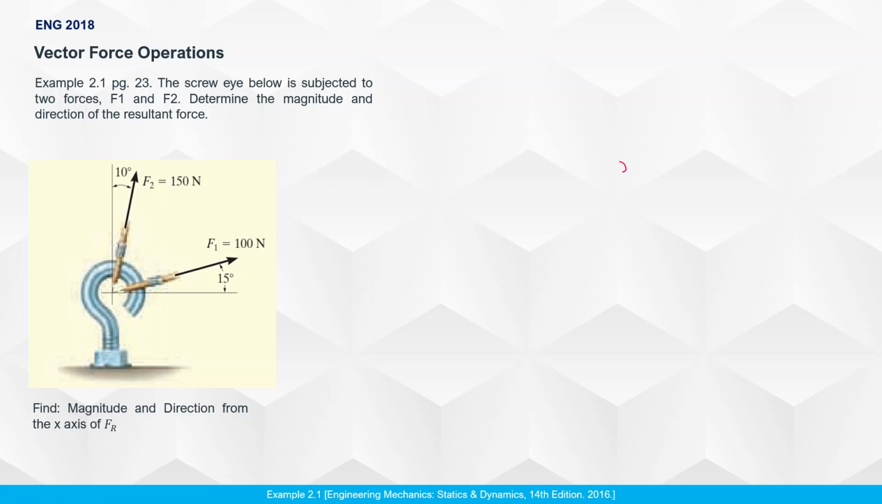Okay. So we can have a memory recall, let's try to give it a practice run. Okay, here we have example 2.1 from page 23. There is a screw eye below subjected to two forces F1 and F2. We are to determine the magnitude and the direction of the resultant force. Okay, so we're given F1 and F2 and we are to find the magnitude and direction. And if it's not mentioned here, always assume it is from the positive x-axis. Okay, the direction from the x-axis for the resultant force.